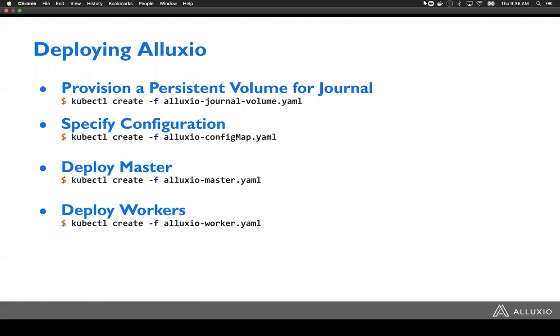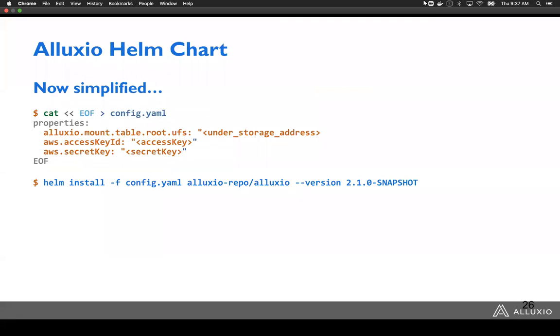Now, deploying Alluxio on Kubernetes, we have different options. We can choose to use the declarative YAML specifications, and you can deploy Alluxio with the default configuration using a set of commands that I've mentioned on this slide. Now, recently we've added support for the Alluxio Helm chart, which, like I mentioned, is a single location for specifying any redundant configuration, and it makes it much easier to install Alluxio on your Kubernetes cluster.